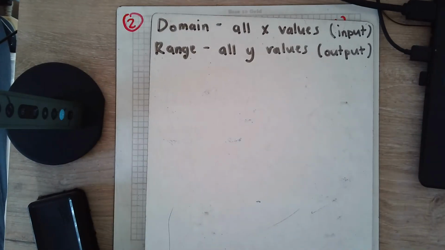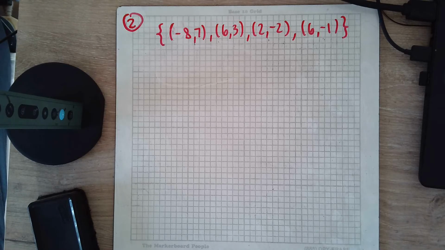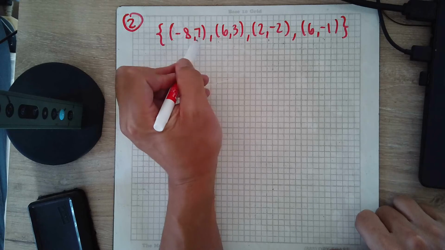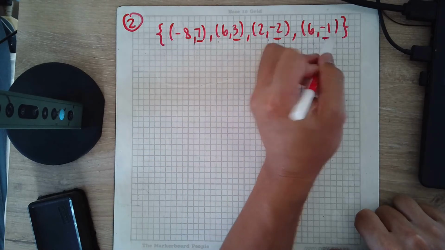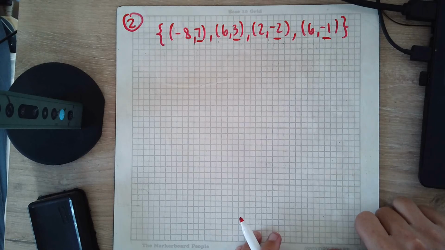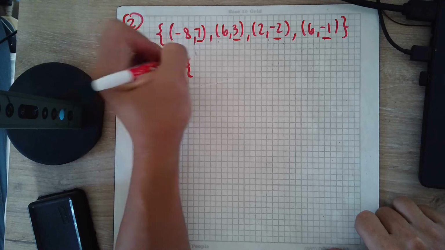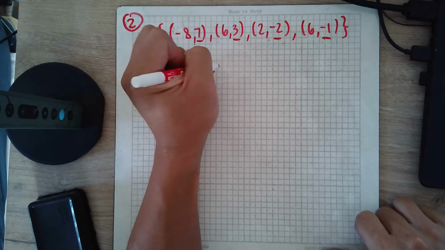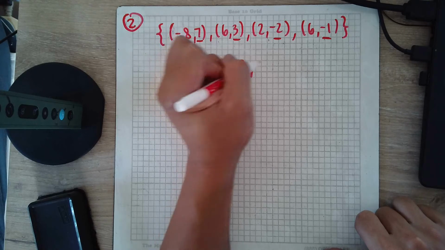So for number 2 now, instead of our domain, they asked us for our range. So our range is just all of our y values, or our outputs. So our y values, remember it's x comma y. So our y values would be 7, 3, -2, and -1. Entering that from least to greatest, though, that would just be -2, -1, 3, and 7.